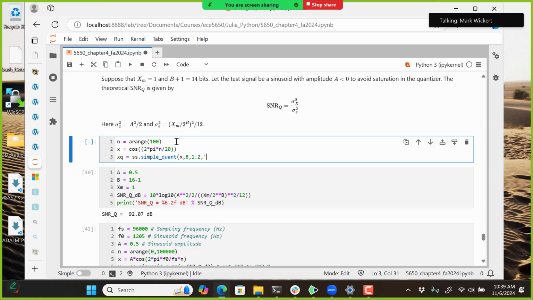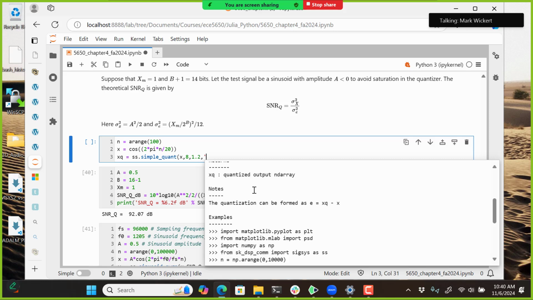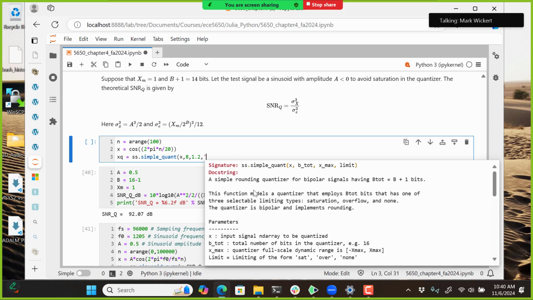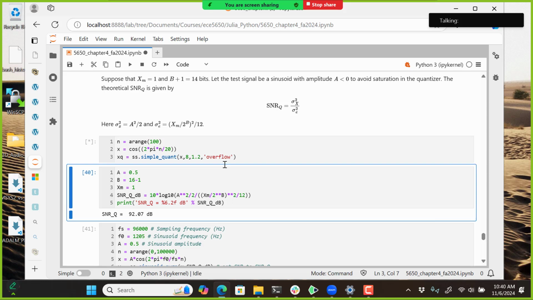Which for some reason I'm forgetting if it's the full word or not. Nope, it's not overflow. Oh, okay. It's over. Okay, I knew it was an abbreviation, I just didn't remember for sure. Okay, so there it is.